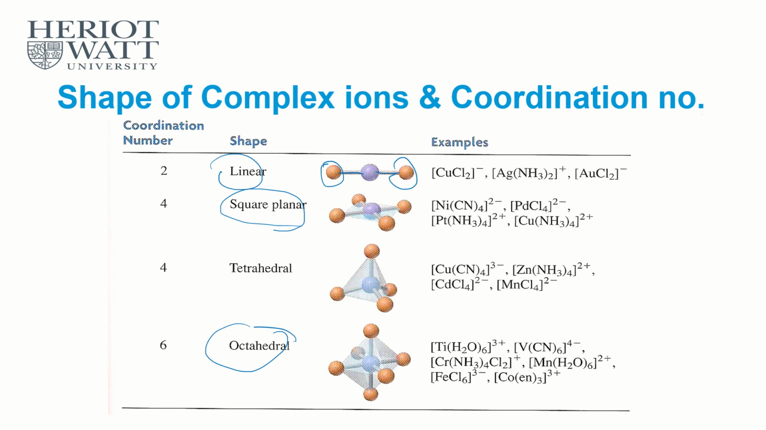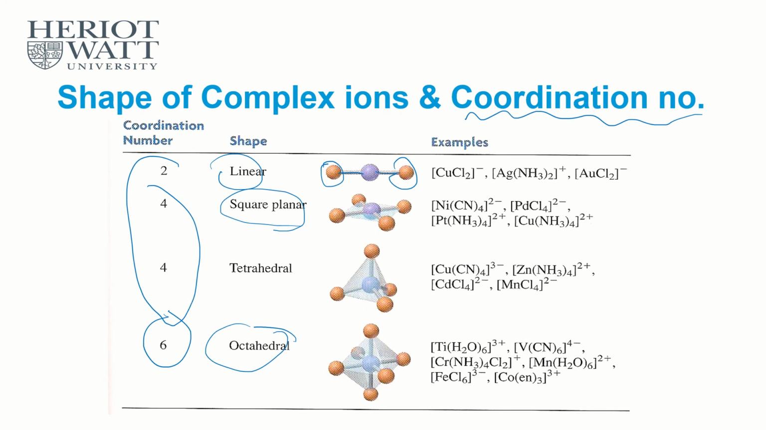And what about coordination number here? Coordination number indicates the number of dative bonds. If you have 3 dative bonds in a complex ion, then the coordination number is 3. If you have 6, then it's 6. If you have 4, then it's 4. So remember this, coordination number is equivalent to the number of dative bonds. It's not the number of ligands, because a ligand can be bidentate or polydentate, which means I can have 1 ligand forming 6 dative bonds. So the coordination number is still 6.